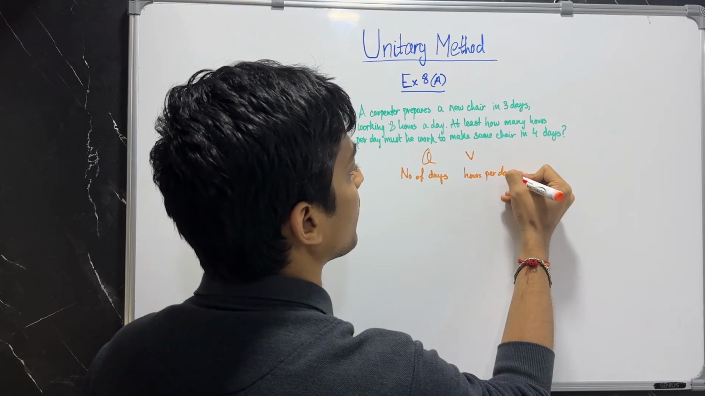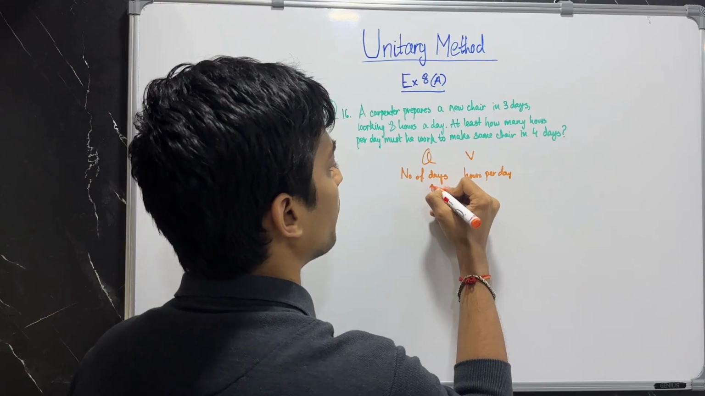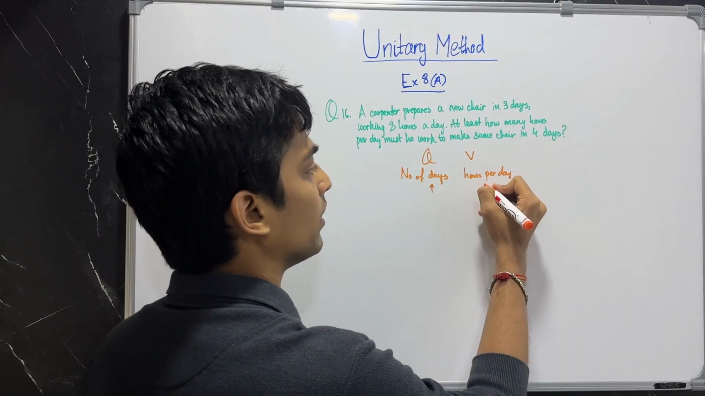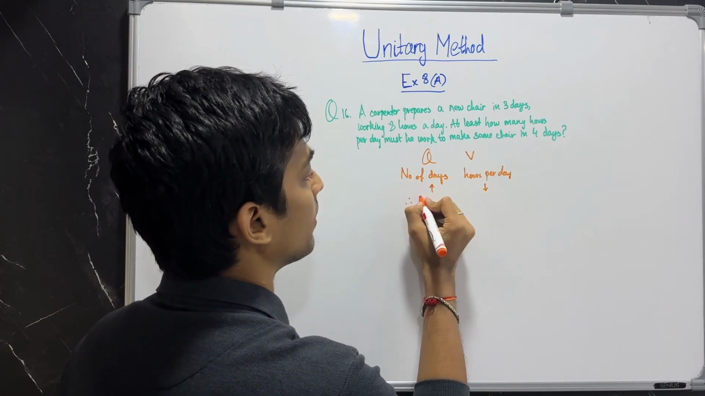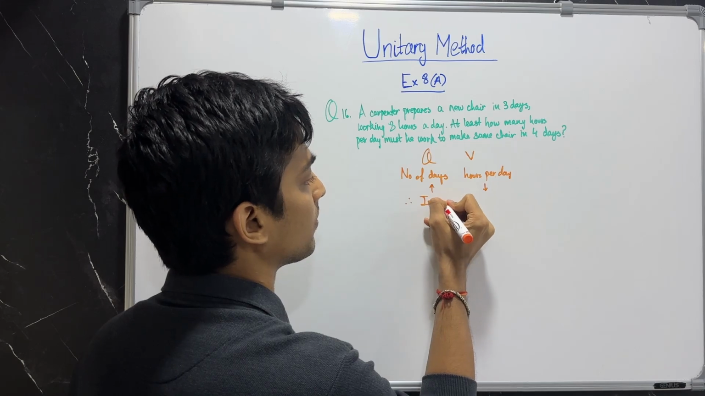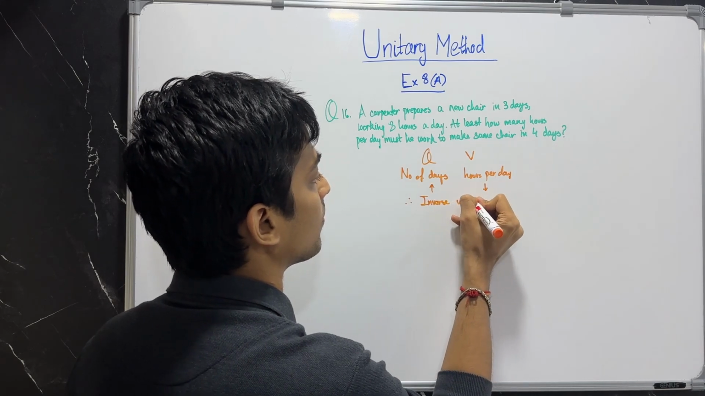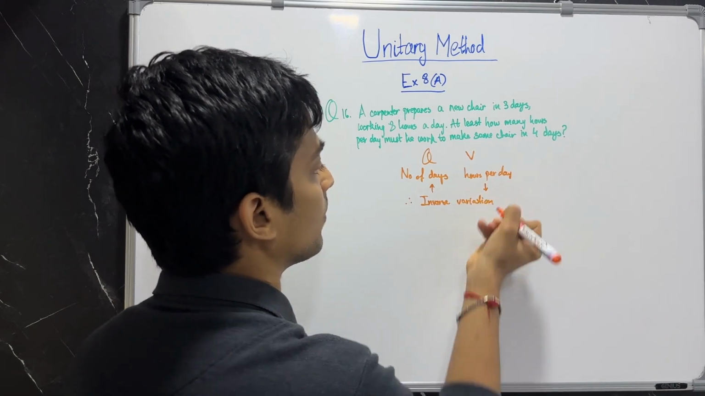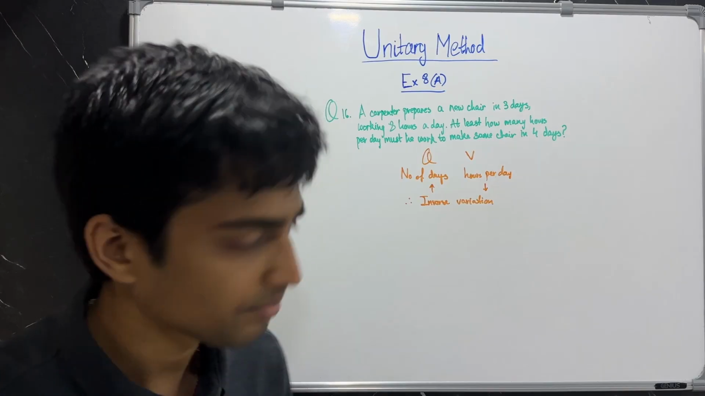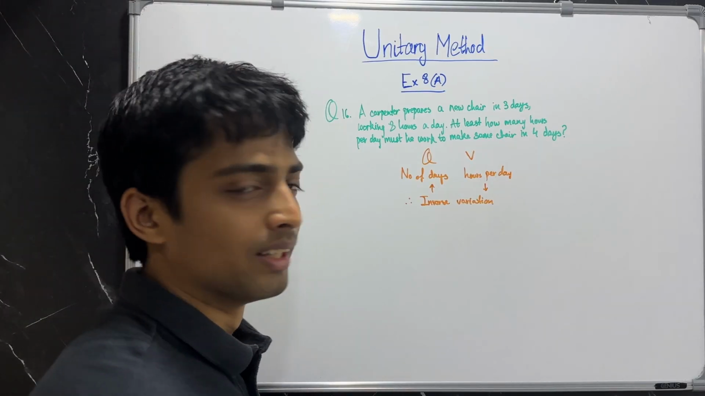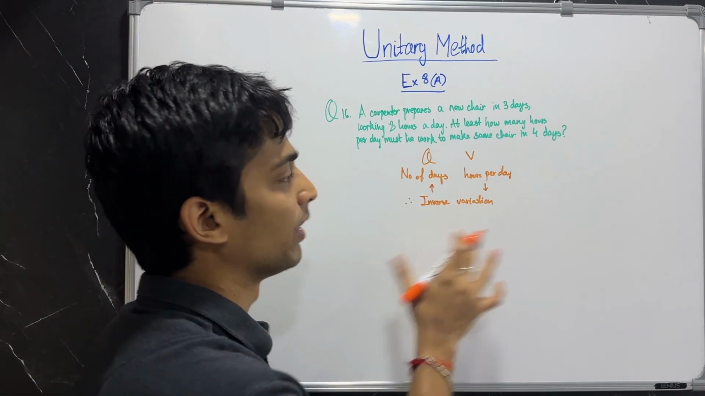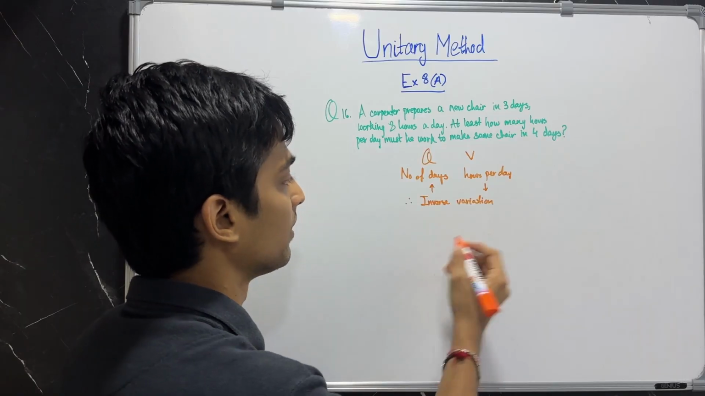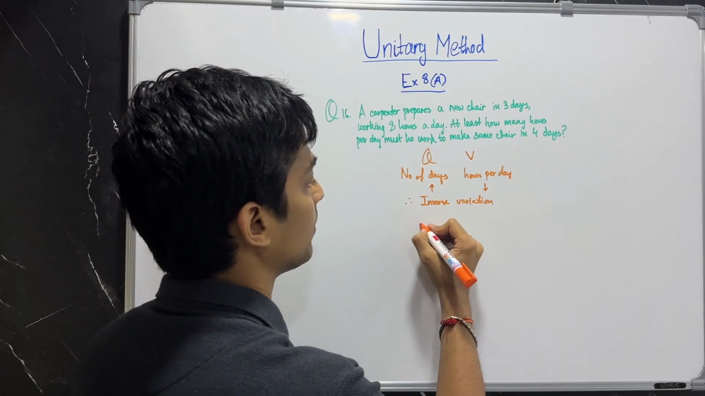Hours per day. With the increase in number of days, hours per day will reduce. Therefore, inverse variation. Right? Let's solve now. It's very easy now. When we have figured this out, it's very easy. We just make the table.